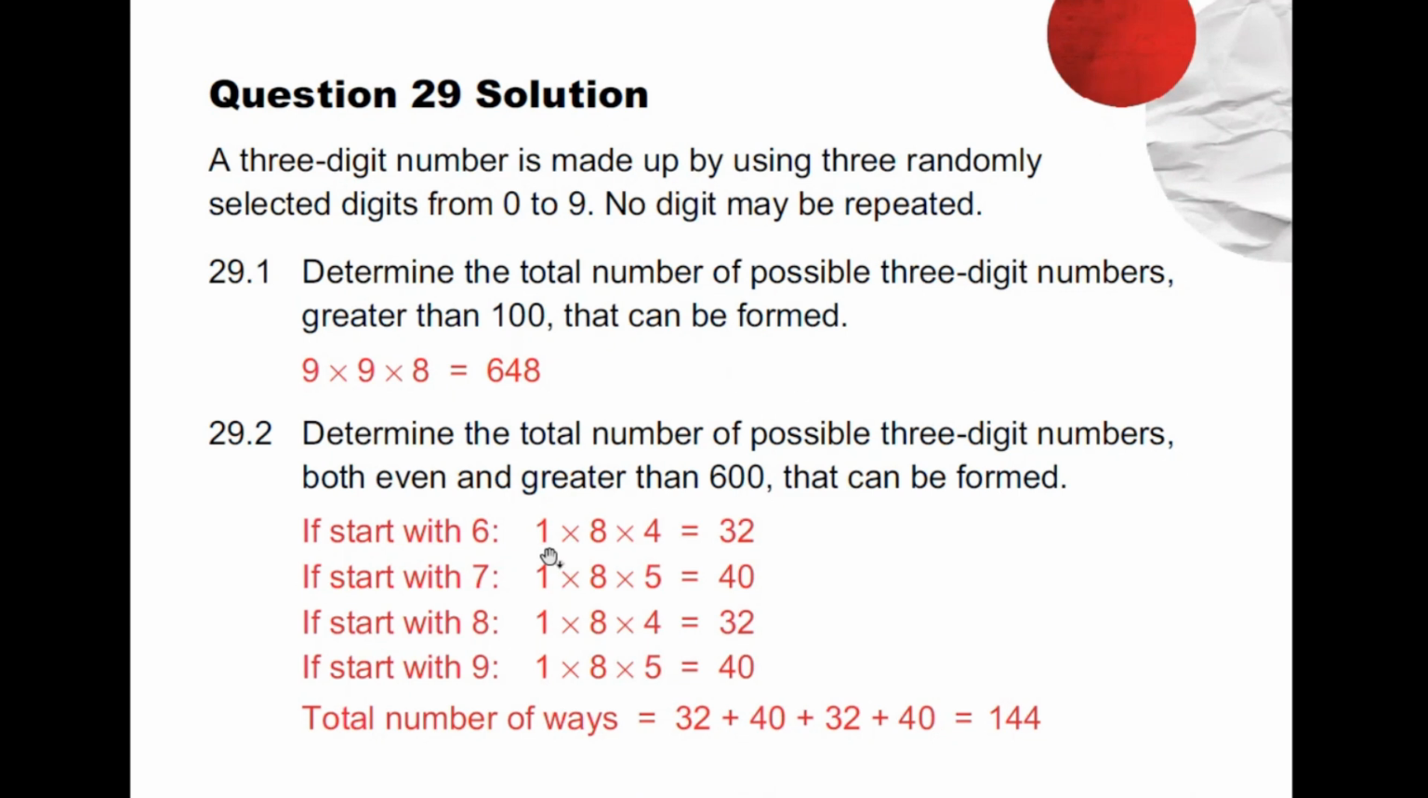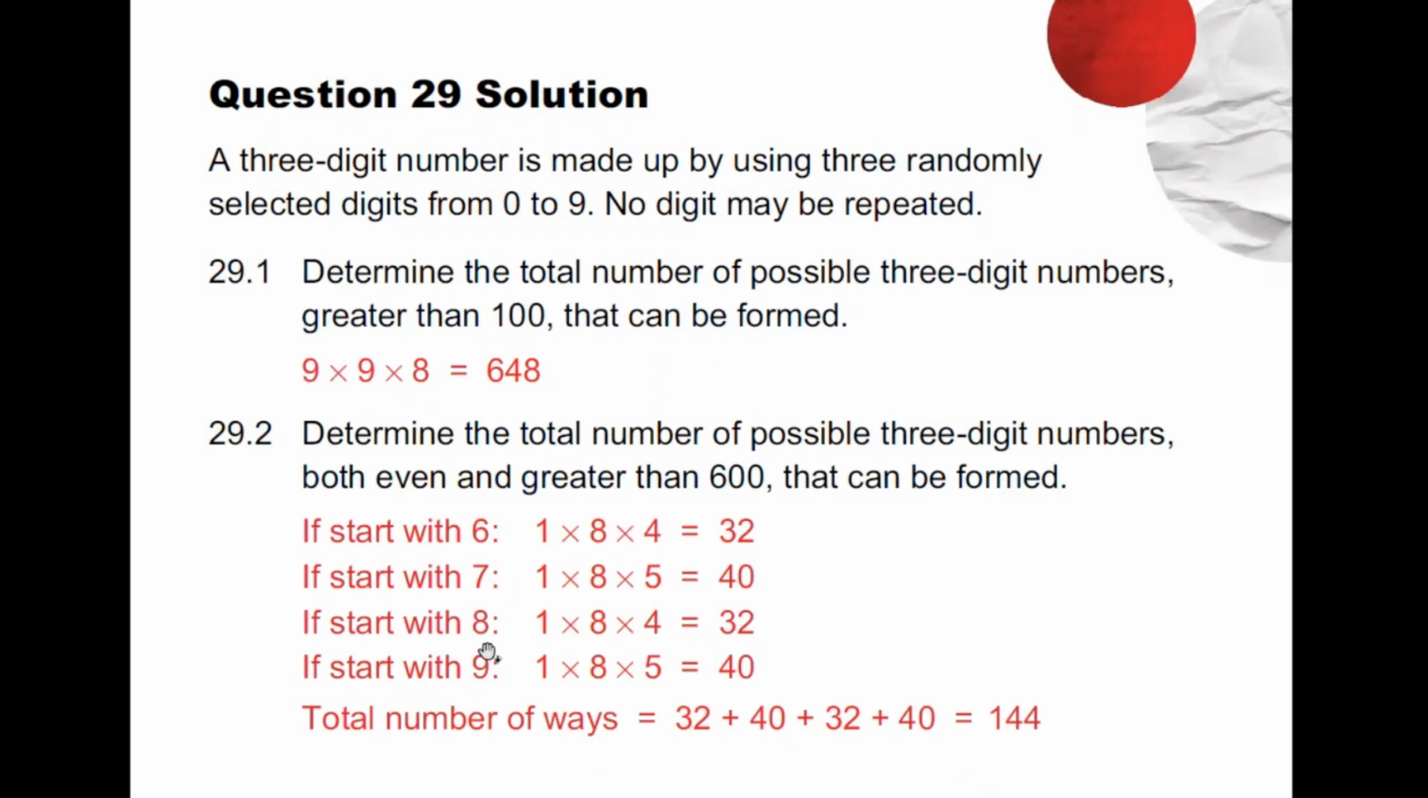I had 10 digits to start off with. I've used a 6 in the beginning. I've used a different even number at the end. So how many digits are left for the middle one? 8, because I can't repeat. If it starts with a 7, I've got 1 in the beginning, a 7. How many can go at the end to make it even? Well, 0, 2, 4, 6, 8. I'm not repeating. So there are 5 possibilities. How many in the middle? 8. Because I can't repeat the 7 in the beginning and the even at the end.